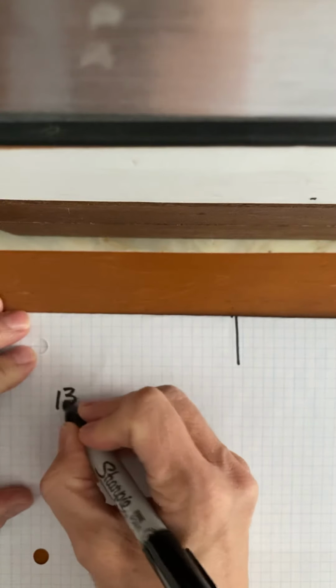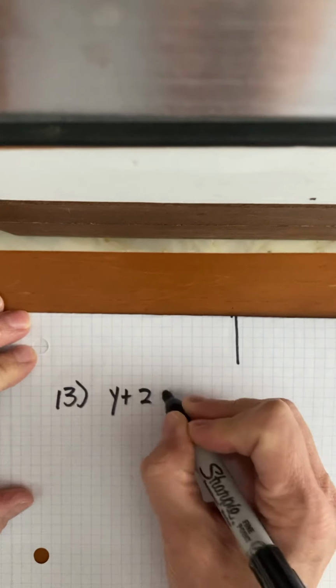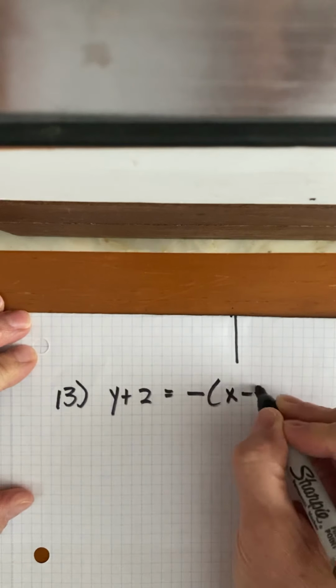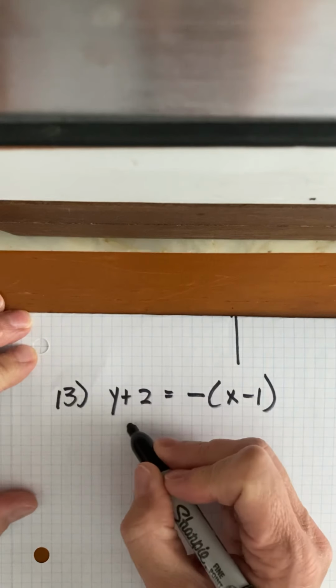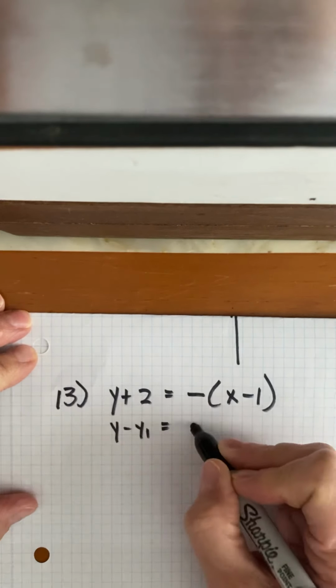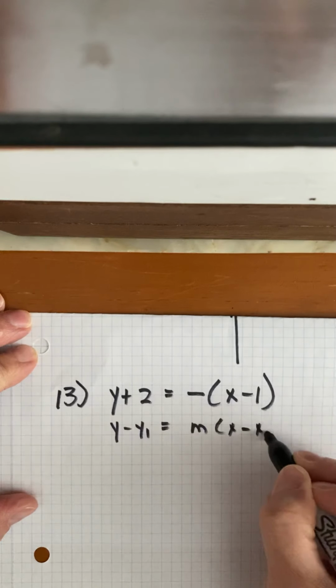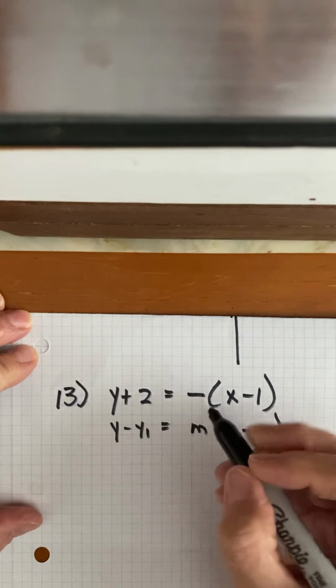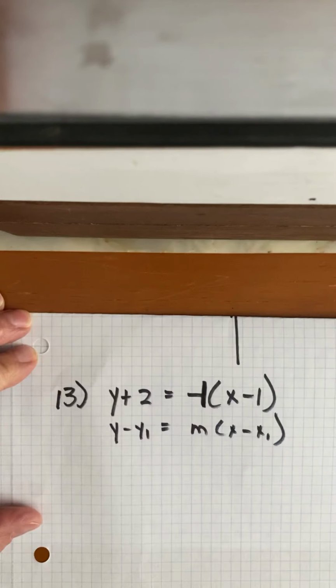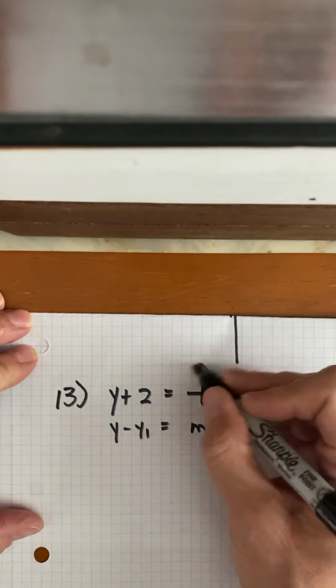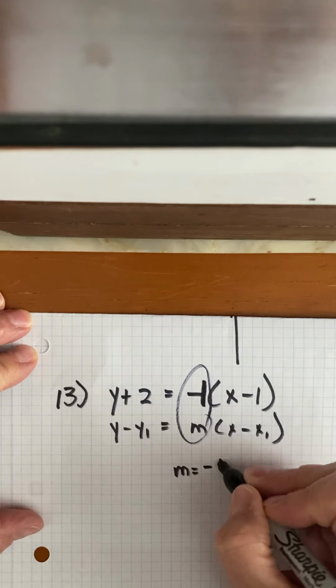Now, let's just do another one. Let's do number 13, because this one's a little tricky, because it has just a negative there. Well, what does just a negative as a slope mean? Well, if it's just a negative, it's really a negative 1. Okay, so when you just see a negative, that means m equals negative 1 over 1.